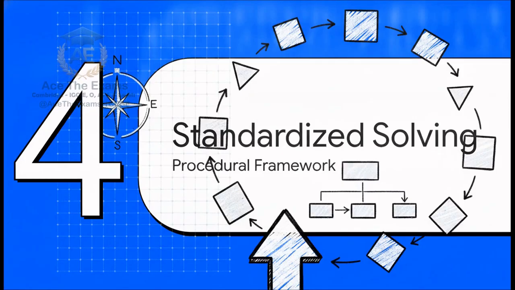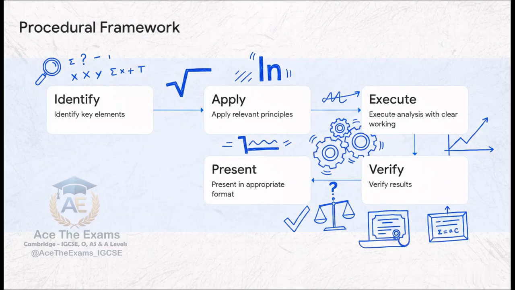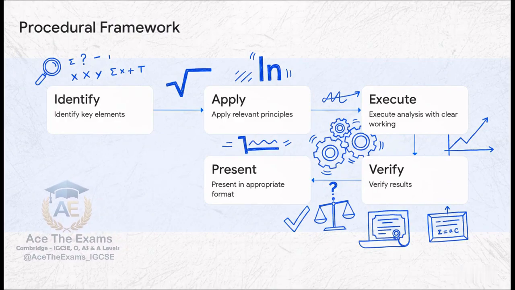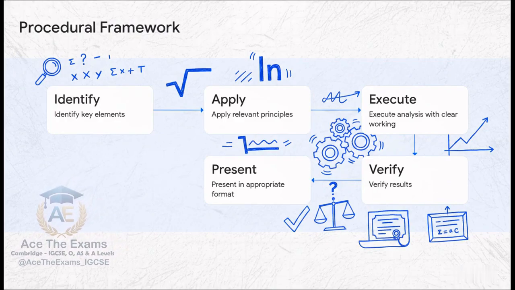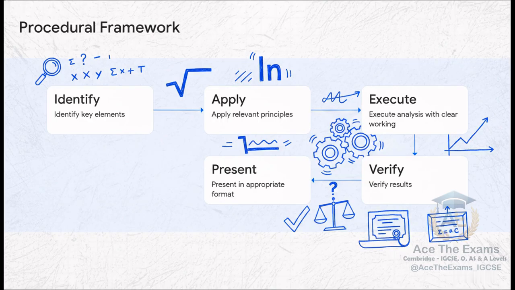Section 4. Standardized solving. The procedural framework. By utilizing a standardized sequence to approach absolutely any straight-line transformation problem, you completely remove the exam panic and replace it with pure, structured execution. You cast the spell, and the problem solves itself. Let's walk through this exact standardized solving sequence. It's 5 steps. Step 1. Identify key elements. What variables are explicitly given, and what constants do you actually need to find?